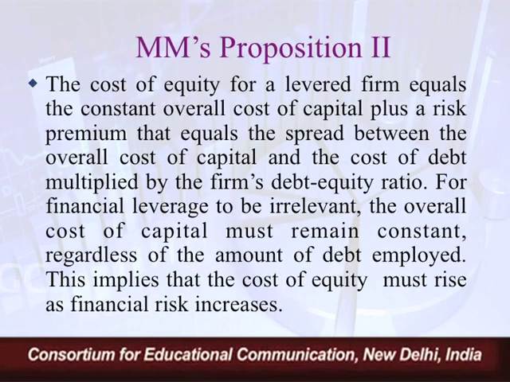So this Modigliani-Miller approach suggests that cost of equity for a levered firm equals the constant overall cost of capital plus a risk premium that equals the spread between overall cost of capital and the cost of debt multiplied by the firm's debt equity ratio. For financial leverage to be irrelevant, the overall cost of capital must remain constant, regardless of the amount of debt employed by the company. This implies that cost of equity must rise as financial risk increases.